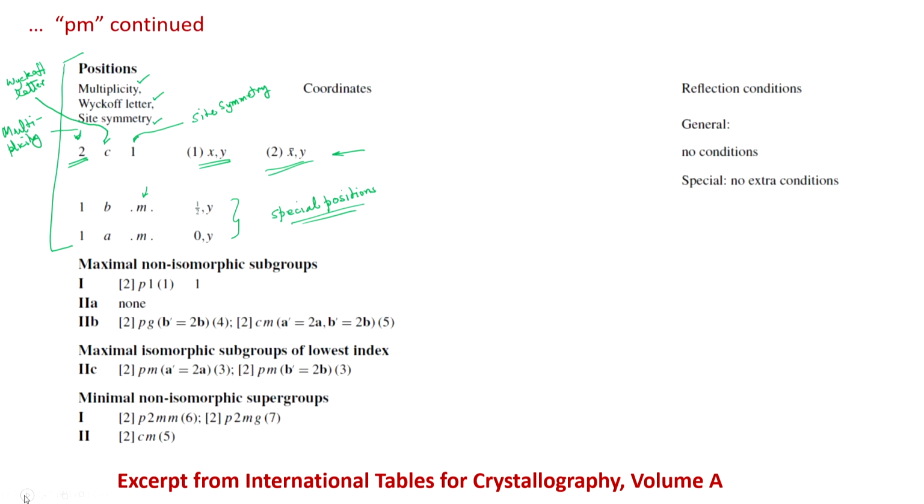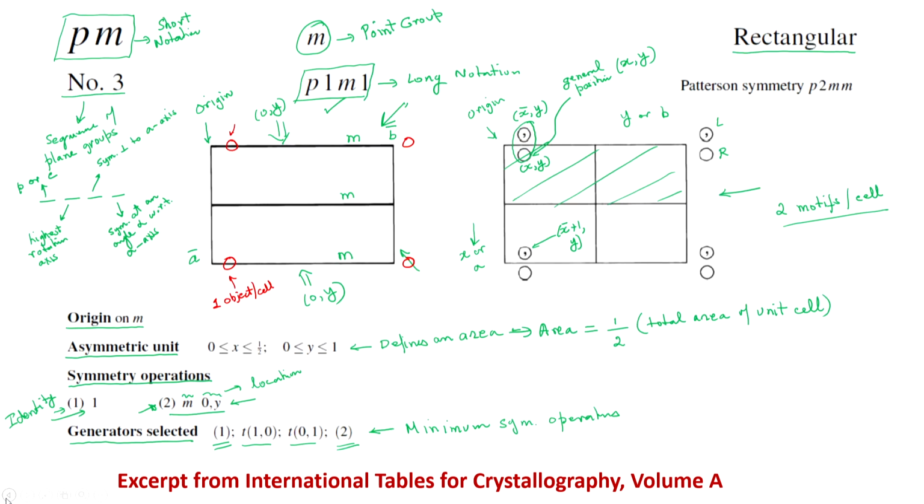Now, if I look at this, it says multiplicity is 1. So, that is what it is. There is only one entity in the unit cell when I put that motif on the mirror plane. Now, you can see there are 2 mirror planes.